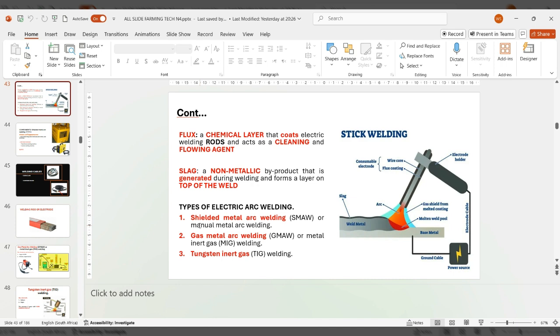That is shielded metal arc welding, gas metal arc welding, and also tungsten inert gas welding. All right. So we are also going to look into these welding techniques in detail.